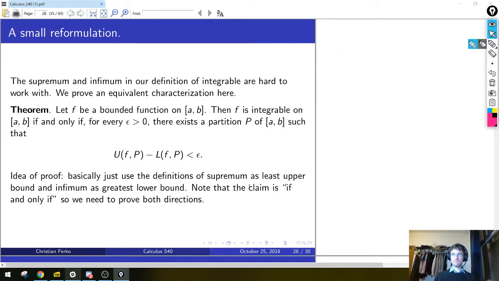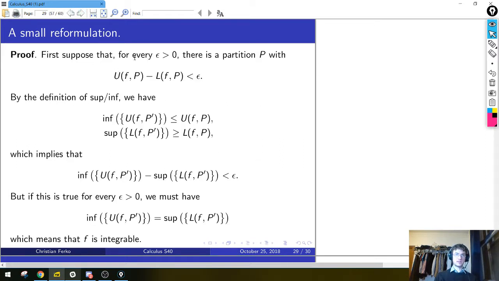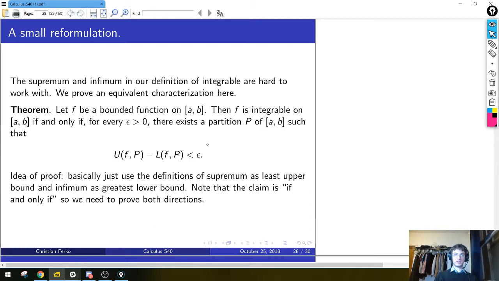Okay. All right, so what's the proof? Well, I said if and only if, so I have to prove two things. I have to prove the forward direction: if f is integrable with the usual definition, it has this new property. And I have to prove the backwards direction, that if f has this new property, then it's integrable. So, okay, let's actually do the backwards one first. That means I can assume that this condition is satisfied. I have to prove that the old condition, the sup and inf condition, is satisfied.